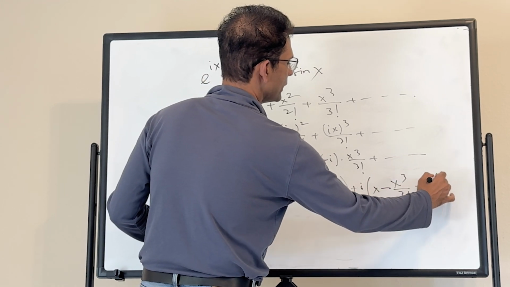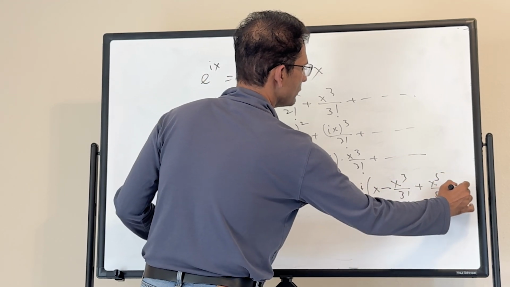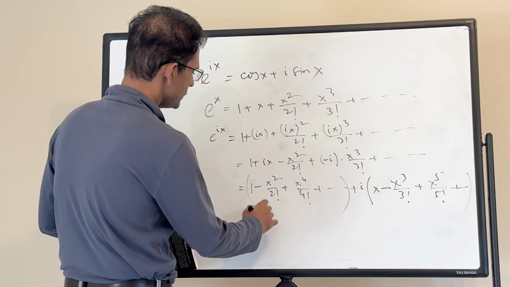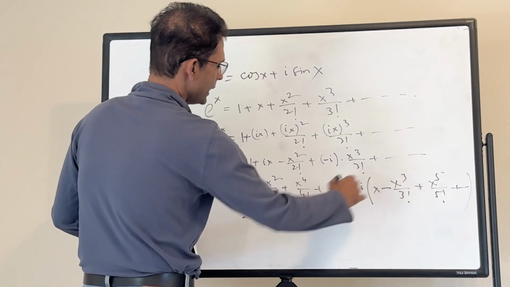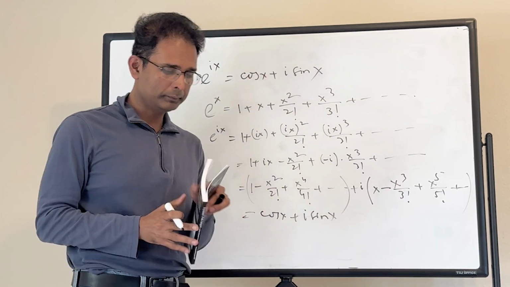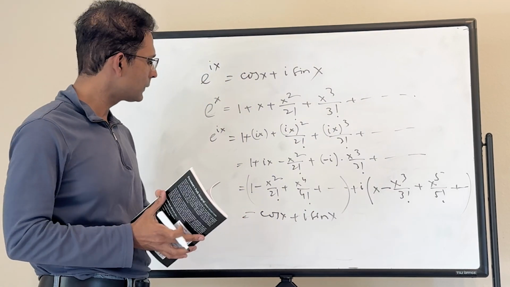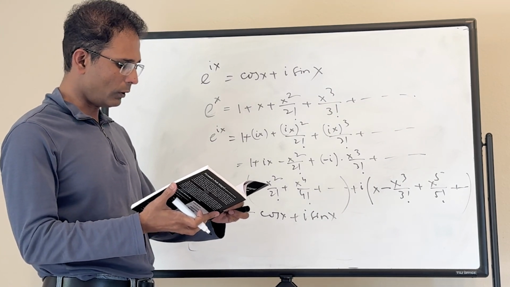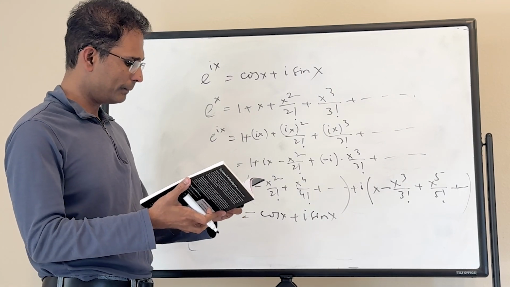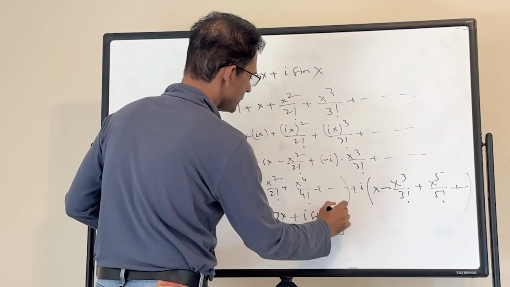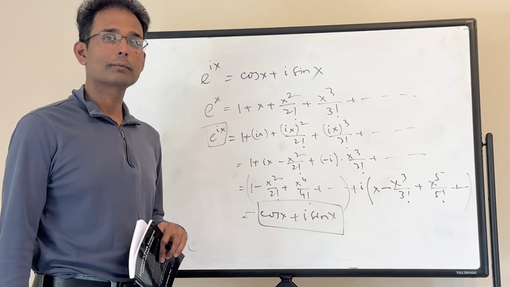And then if you calculate the next term, then it's x to the 5 over factorial 5, and so on, okay? Now this expression is just cosine x, okay? And that one is just sine x. All right? Okay? And that shows the Euler identity, right? e to the ix is cosine x plus i sine x. All right?